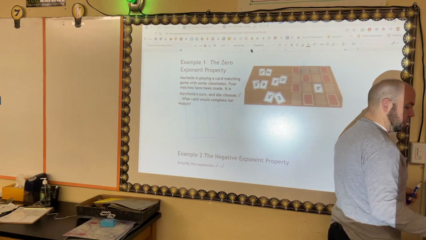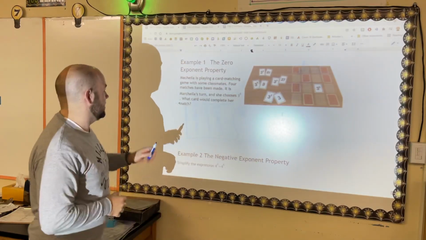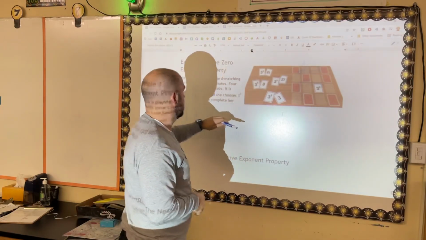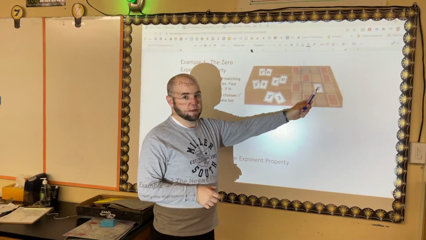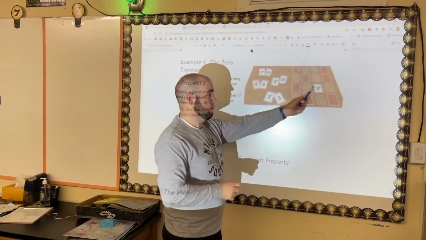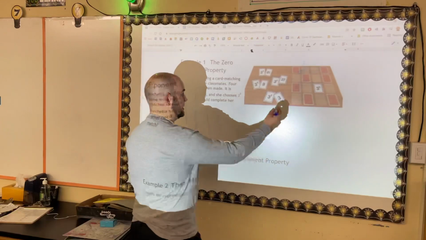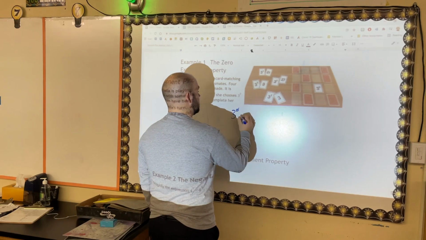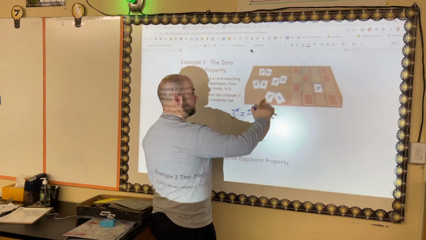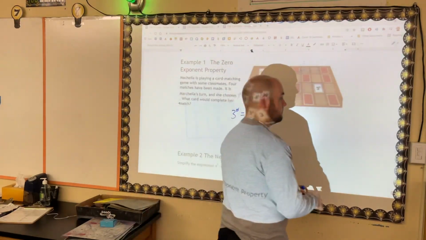Example number 1, we're going to look at that 0 property. Mashella is playing a card matching game with some classmates. 4 matches have been made. She chooses the next card that she's going to flip over. What card does she need to hope she flips over to match 3 to that 0 property? The 0 property of exponent says that if I've got 3 to the 0 exponent, that is equal to 1. So if I'm going to flip over one of these 7 cards, I need to hope that I find the number 1.